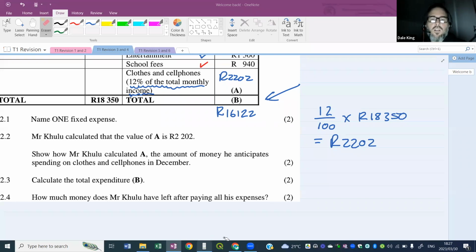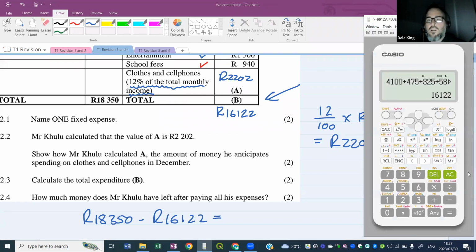All right, let's have a look at the calculator. So I'm going to write the calculation down here quickly. So it's the 18,350 minus the 16,122, and the calculator says 18350 minus 16122. There we go. 2228. All right, we should all be getting the same. Good job. Well done.